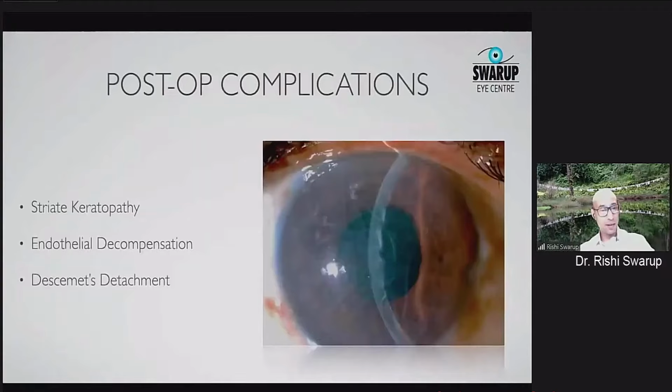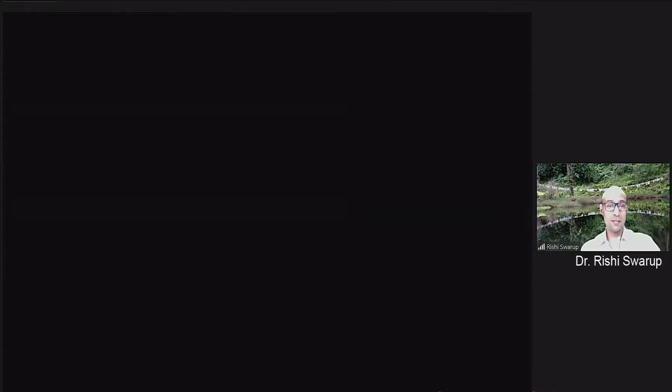Anticipate post-operative edema in these cases. Often you will have striate keratopathy, but that settles. If it's not settling by a month, then you are probably looking at an endothelial decompensation. And again, look for a Descemet's detachment also in these cases if you have edema. These cases are more prone to developing Descemet's detachment, so you might need to do some sort of an intervention for those as well.